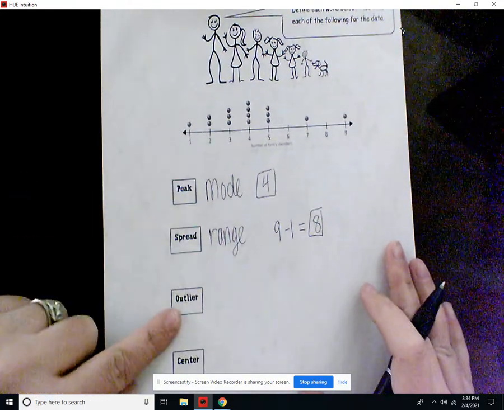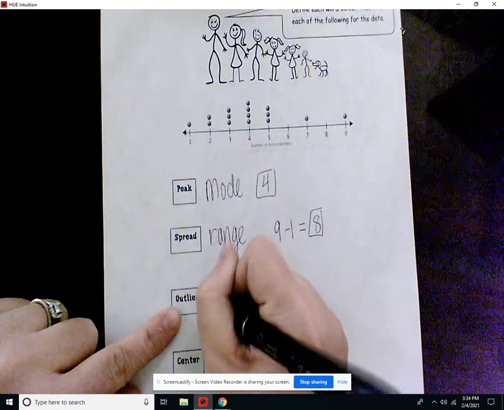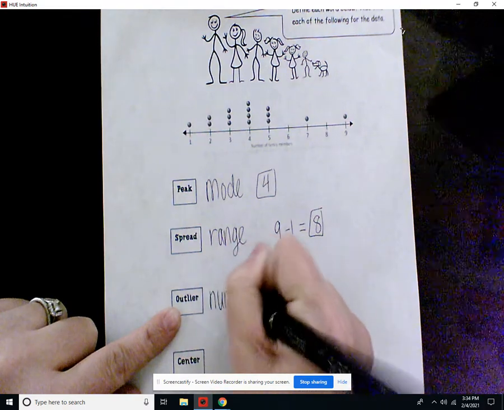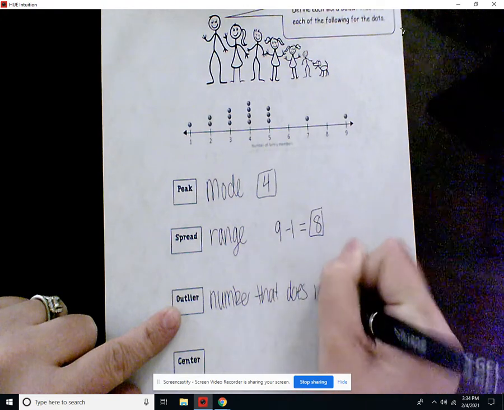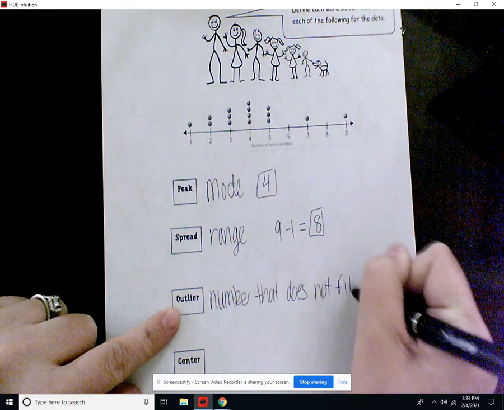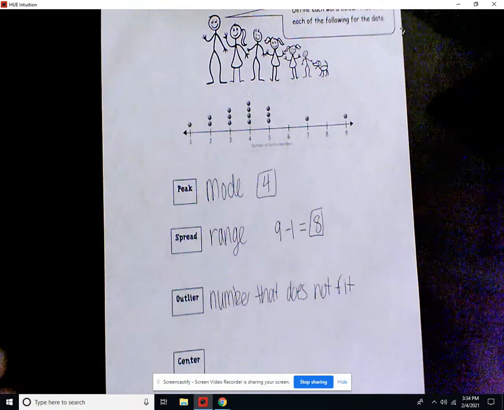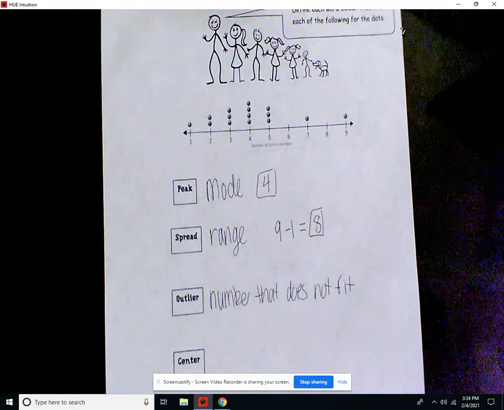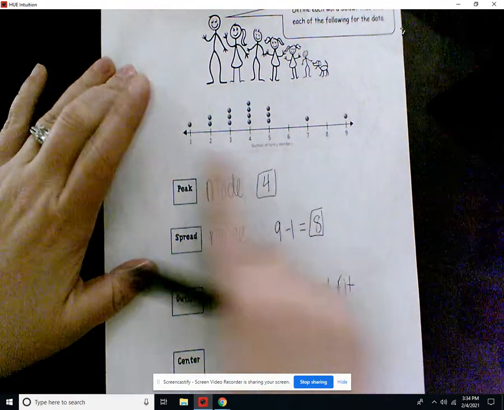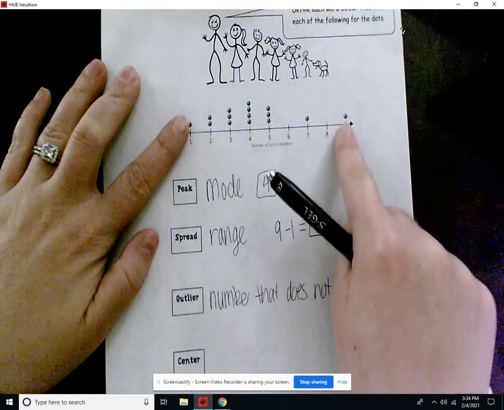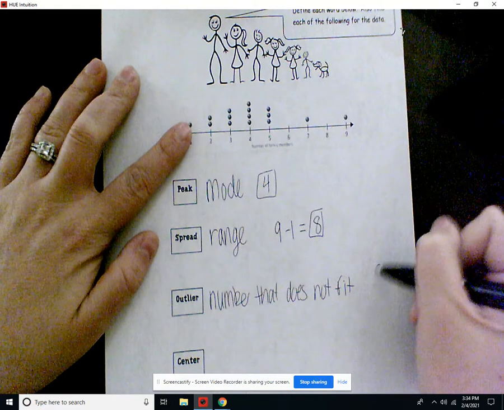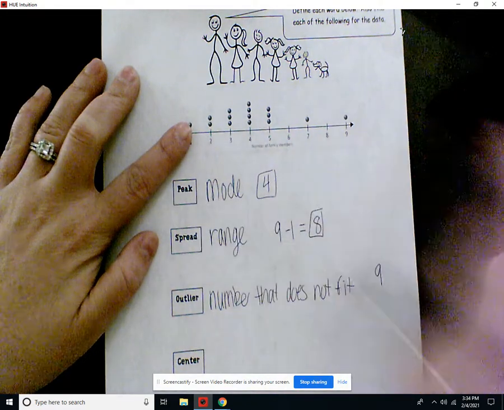The outlier is a new one. It's a number that doesn't fit in. It's a number, a dot, whatever, that's by itself. If we look at our data, see how our numbers are grouped up to here? 7's pretty close to 5. So what I would say our outlier is 9, because it's a lot further away than all of our numbers.